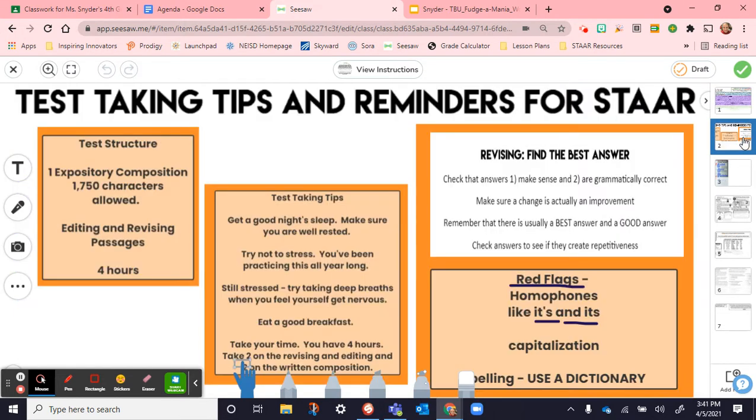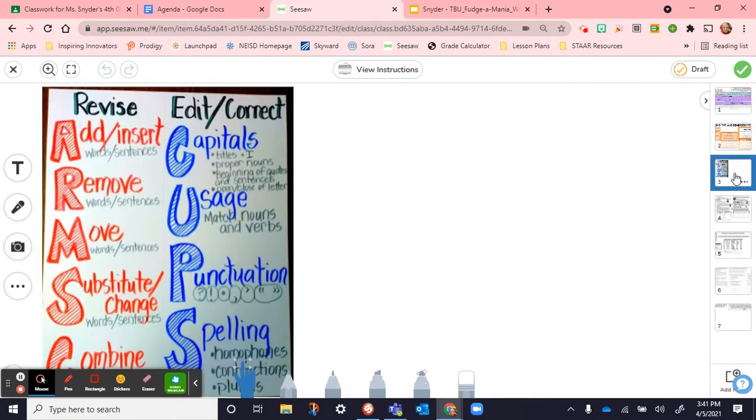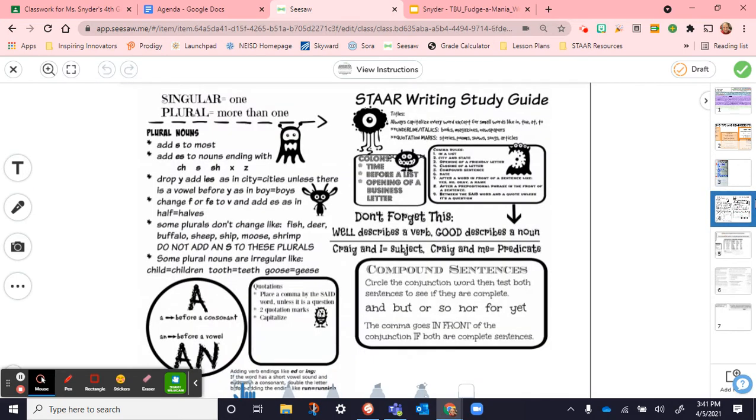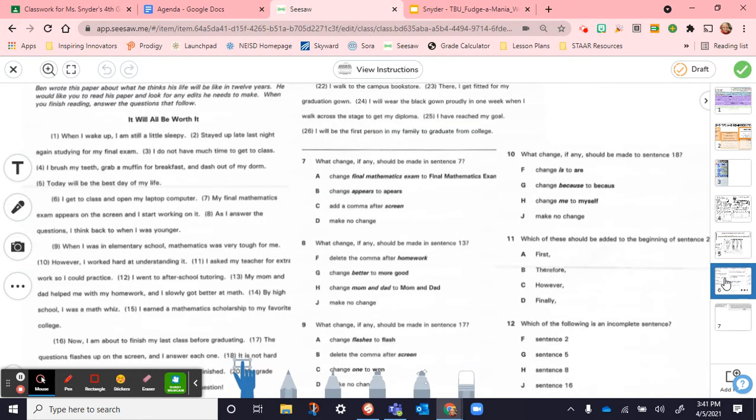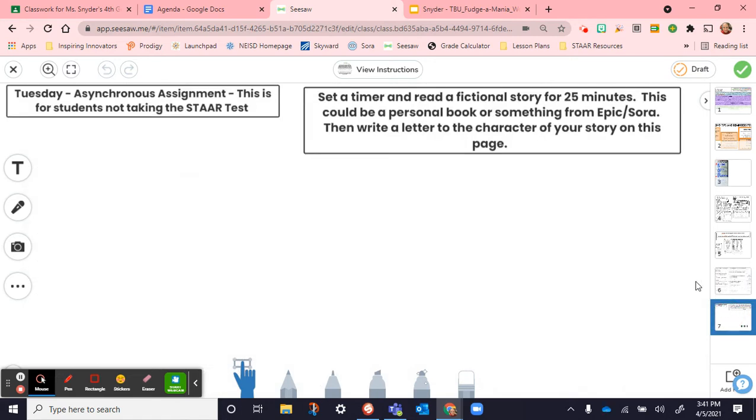And then the next couple sheets here are just some reminders. So you can flip through and read those because they're good reminders for everybody. And then page 6 we did not get to. Page 7 is your assignment for tomorrow if you are not taking STAR. So I will explain that in another video as well. So make sure you tune into that.